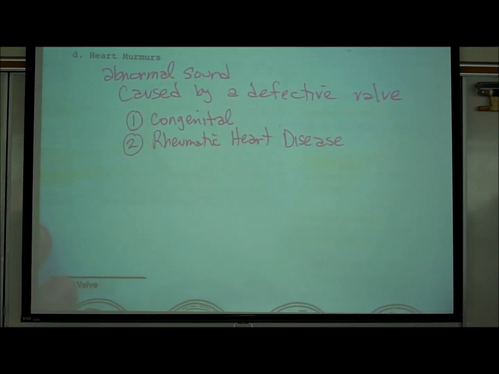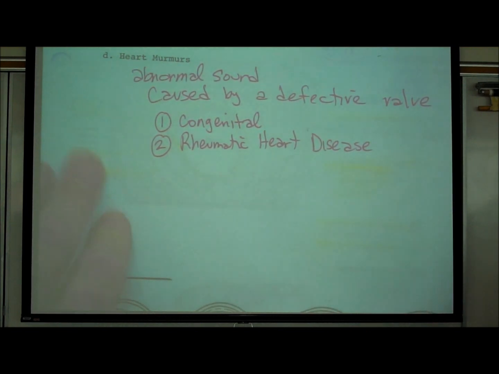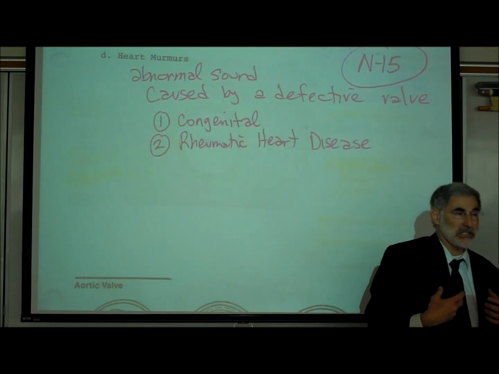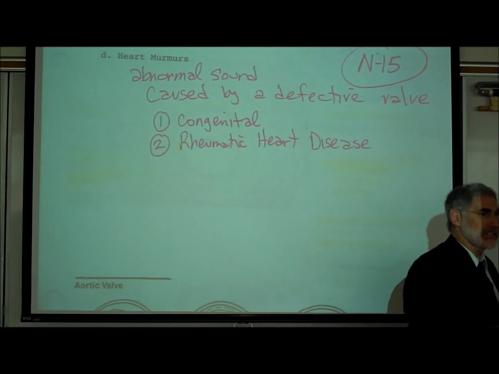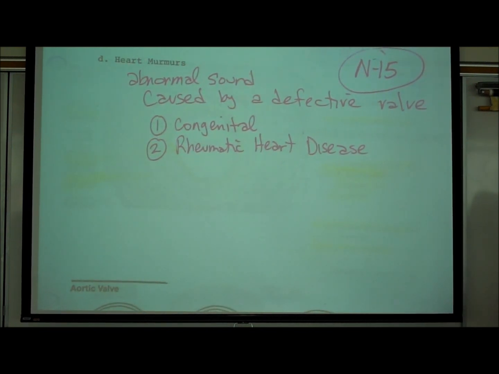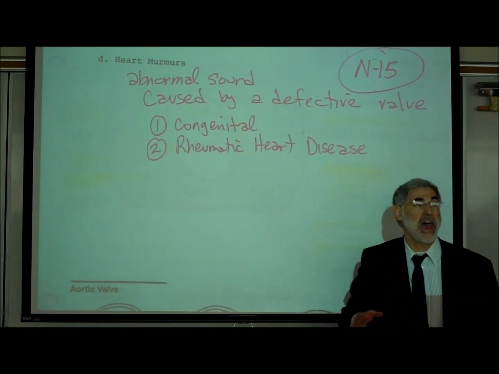On page N15, at the top, what is a heart murmur? So N15, very next page. And a heart murmur is an abnormal sound. So when you're listening to somebody's heart, and especially the valves of the heart, and in physiology you'll learn about normal heart sounds and all that, if you're hearing an abnormal sound, that's called a murmur, and what's creating it is a problem with the valve.